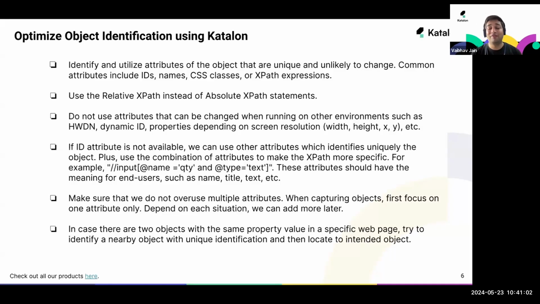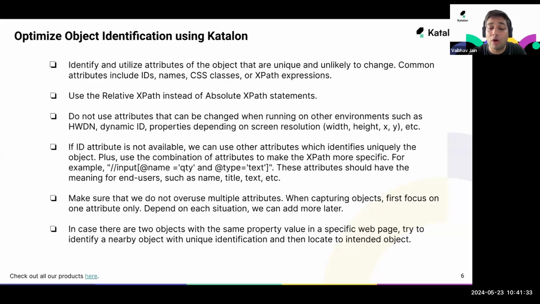And the last point, which most testers will face, is where they have two objects with the same object property. How to handle such scenarios? In that case, you should always try to identify nearby unique objects, take them as a reference, and from there you can navigate to that particular object. So these are some key points we can keep in mind while identifying objects using Katalon or any other automation tool.